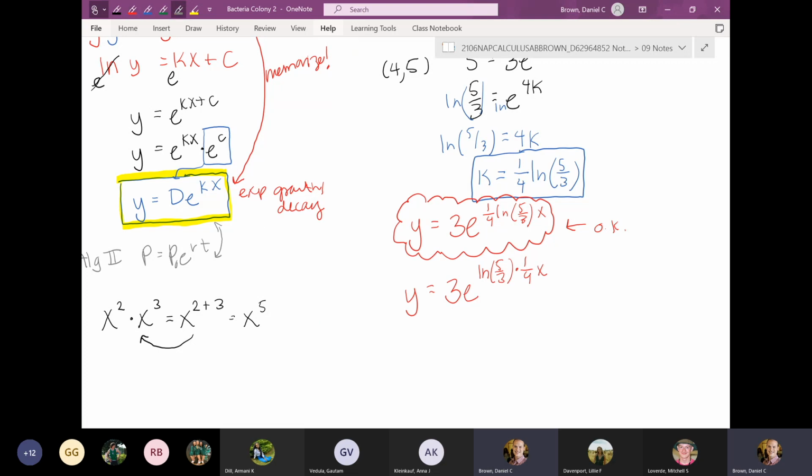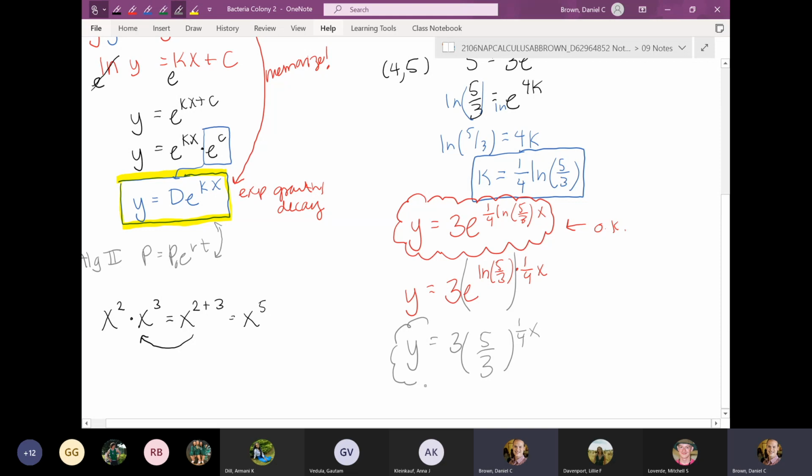And then power to a power means you multiply. So I'm going to group those together. And again, we can do that with properties of exponents. The e and the natural log are going to cancel. And so I have 3. When they cancel, what's left over? Just the 5/3, and it's still raised to the 1/4 of x.